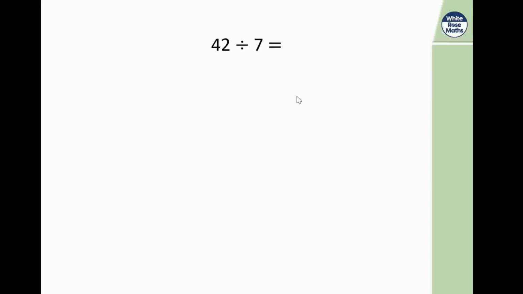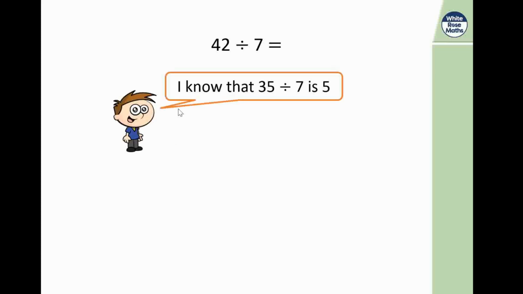42 divided by 7, saying it's 6. 42 divided by 7 is 6. Okay. I know that 35 divided by 7 is 5. So we've already got the answer 6. But if you know that 35 divided by 7 is 5, you can assume that 42 divided by 7 is 6.